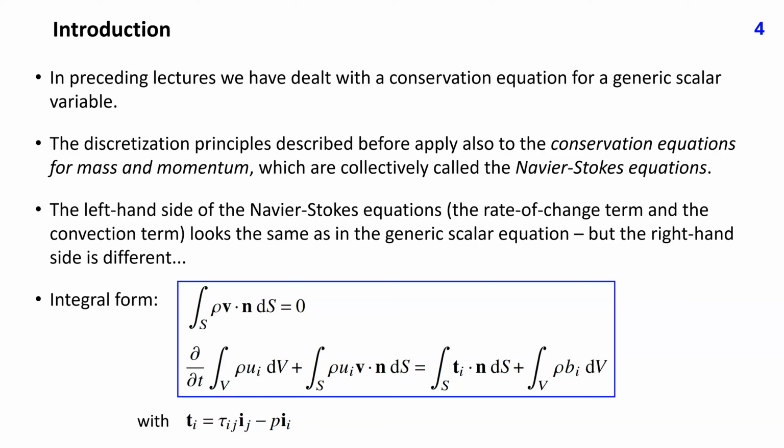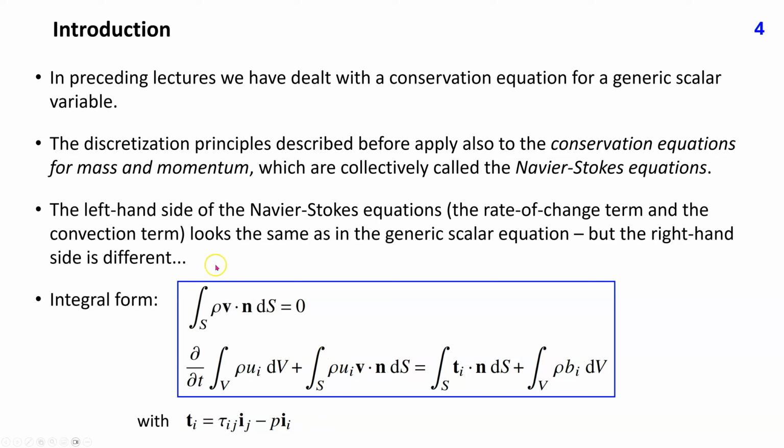In preceding lectures, we have dealt with a conservation equation for a generic scalar variable. The discretization principles described so far apply also to the conservation equations for mass and momentum, which are collectively called the Navier-Stokes equations. The left-hand side of these equations, that is the rate of change and the convection term, looks the same as in the generic transport equation. However, the right-hand side differs. Let us first have a look at the integral form of the Navier-Stokes equations.